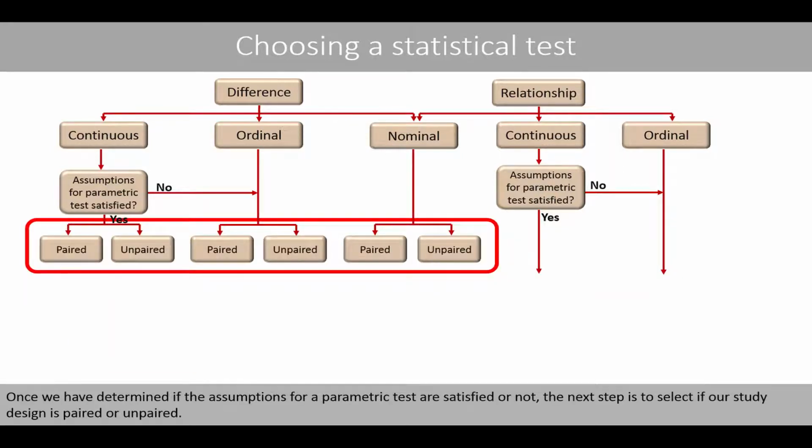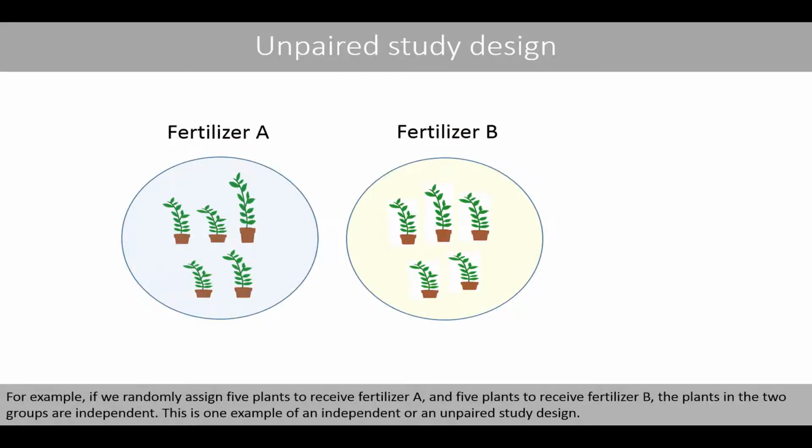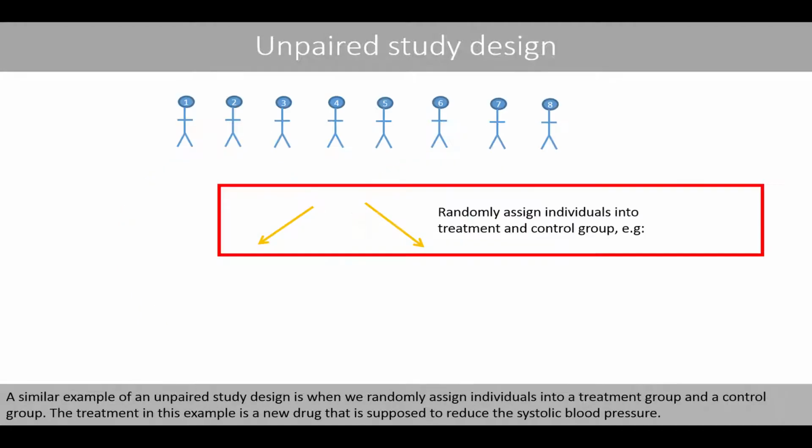Once we have determined if the assumptions for a parametric test are satisfied or not, the next step is to select if our study design is paired or unpaired. For example, if we randomly assign 5 plants to receive fertilizer A and 5 plants to receive fertilizer B, the plants in the two groups are independent. This is one example of an independent or an unpaired study design.